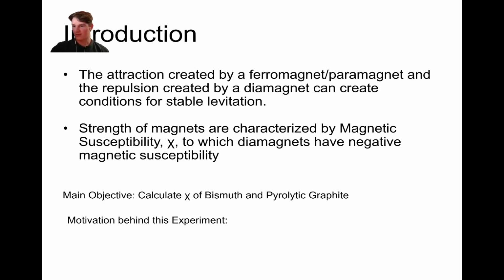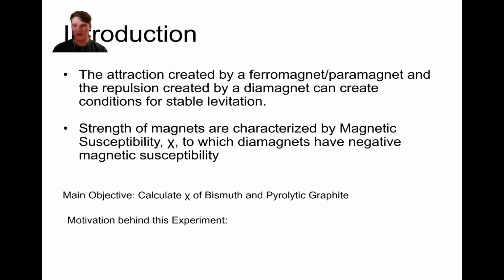Magnetic levitation in this experiment is created by the attraction of two magnets, a lifter electromagnet and a levitating magnet, and the repulsion of a diamagnetic apparatus to cancel out the attraction and to create conditions for stable magnetic levitation. The main focus here is diamagnetic materials. Diamagnetic materials generate weak magnetic fields that oppose externally applied magnetic fields.